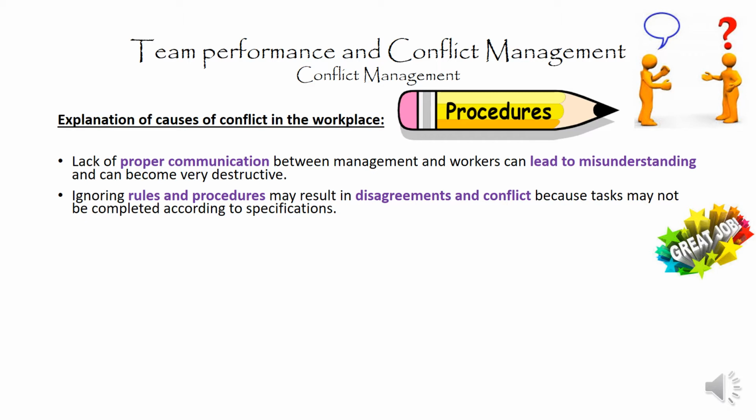Ignoring rules and procedures can also result in disagreements and conflict because tasks may not be completed according to the specifications. Okay, again, if there are rules and procedures, then everybody needs to stick to those rules and procedures. So for example, if in a business one of the office workers needs a new computer because the computer broke, there's rules and procedures. She can't just go and order another computer. There's procedures that have to be followed. For example, maybe she needs to get 3 different quotes and she needs to ask permission from the admin manager before she places her order.